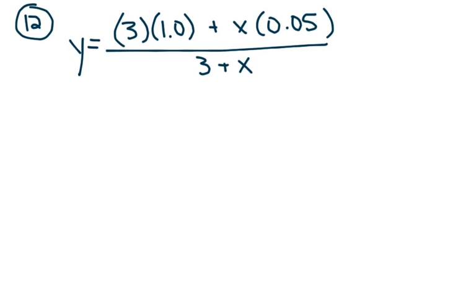In problem number 12, it says we want to mix a 10% orange juice drink with 100% pure orange juice to make a 40% orange juice drink. The function y equals 3 times (1 plus x times 0.05) divided by (3 plus x) gives the concentration y of orange juice in the drink after you add x gallons of the 5% drink to 3 gallons of pure juice. How much of the 10% drink must you add to get a drink that is 40% juice? In other words, when will this equation equal 0.40?